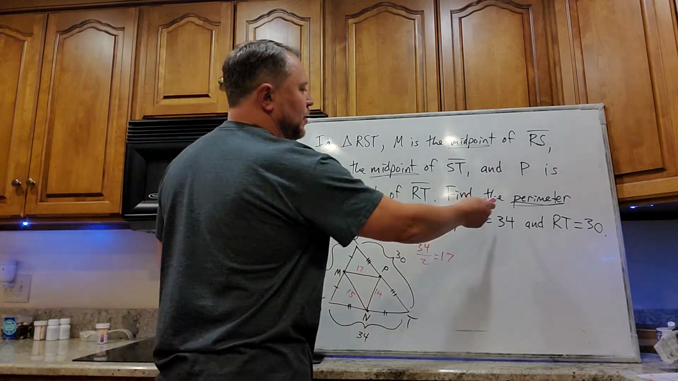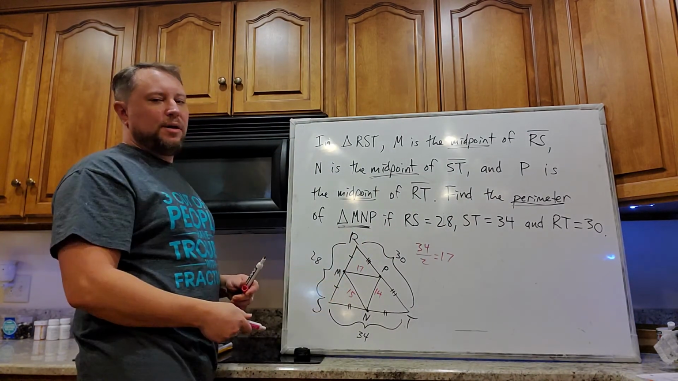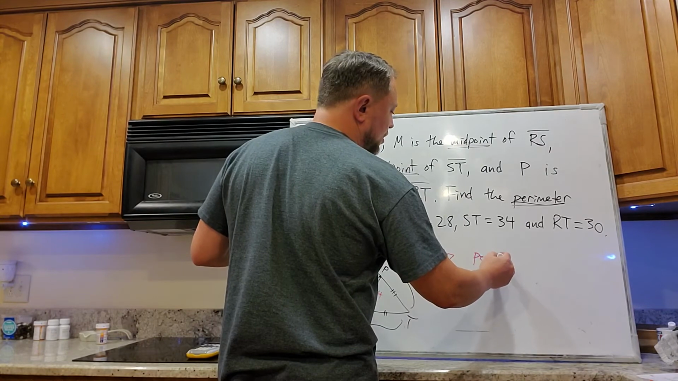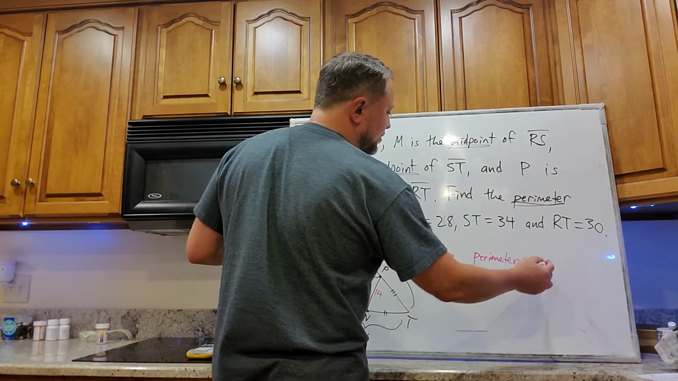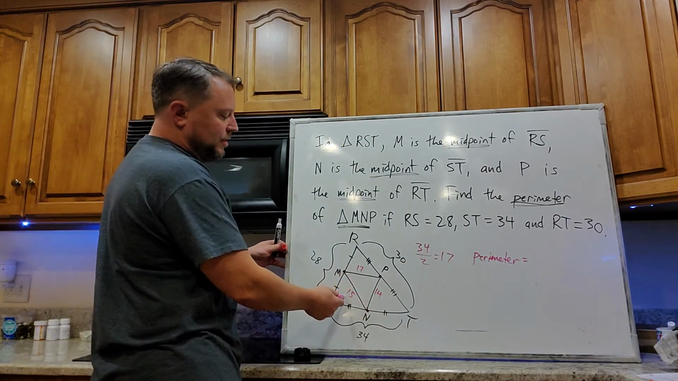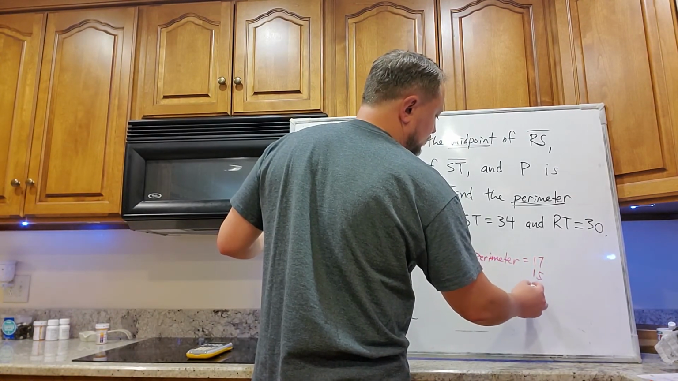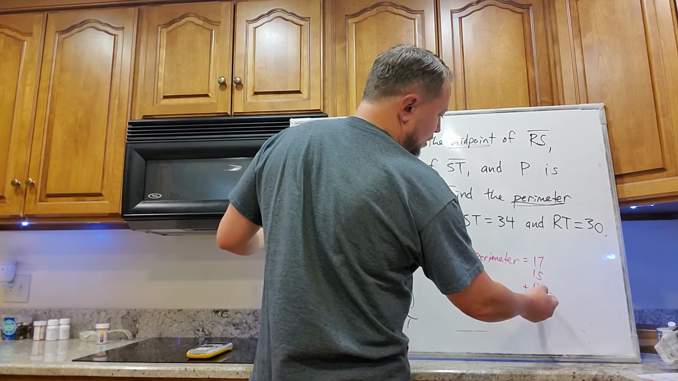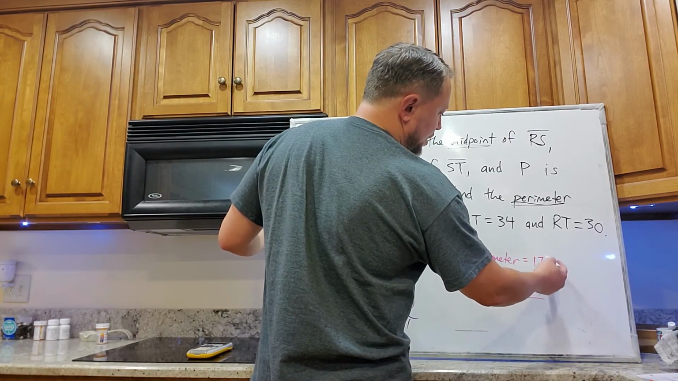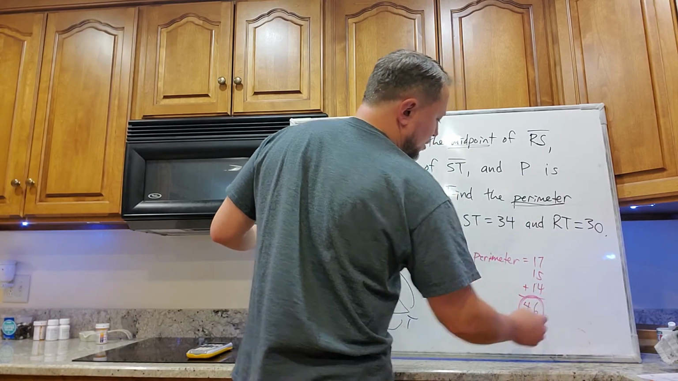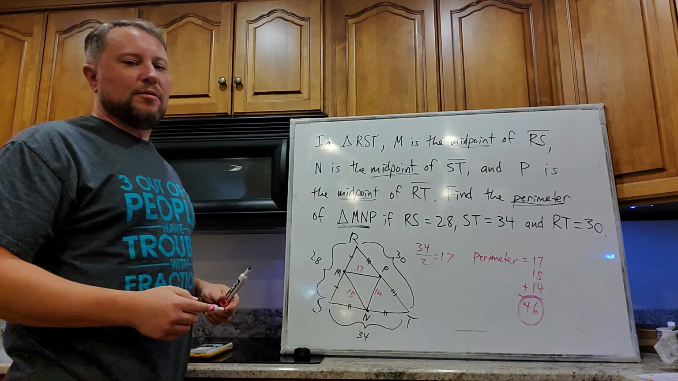And then finally, if I want to know the perimeter of the triangle in the middle, all I have to do to get that perimeter is add up all the sides. So I'm going to add up 17, 15, and 14. 10, 20, 30, 39, 46. There's the perimeter of the triangle.